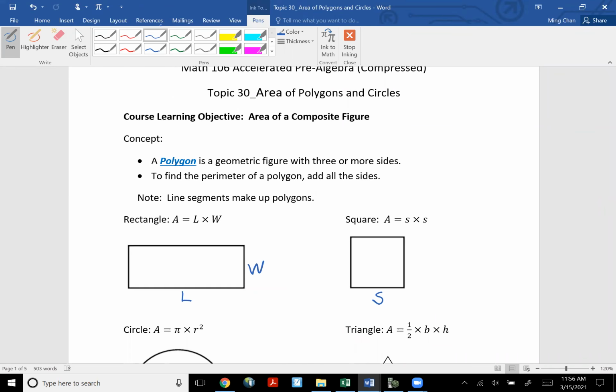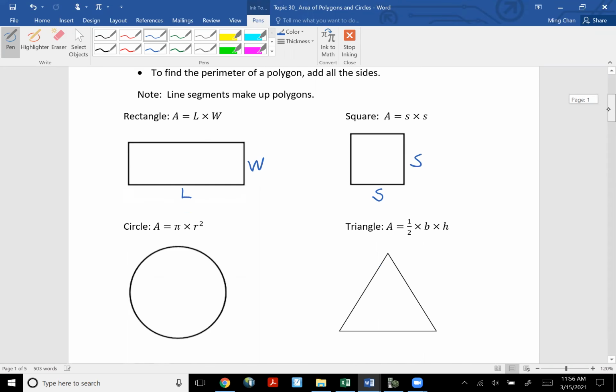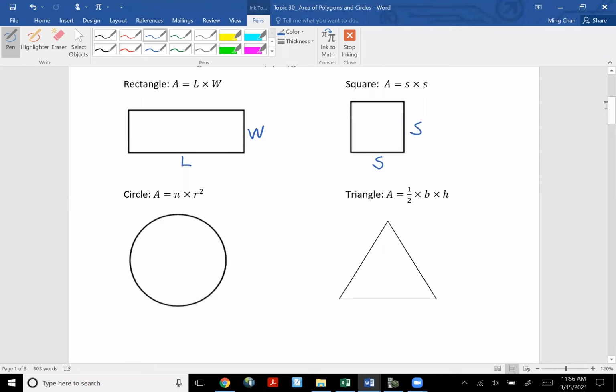Now I'm going to give you a couple other formulas here. For a circle, to find perimeter, we take pi times the diameter. But for area, we take pi times radius squared. To find the area of a triangle, that will be half times the base times the height. There are a lot of different types of triangles, but a triangle always has a base and a height. The height and the base will always be perpendicular. So to find the area of the triangle, we take the base times the height times a half.